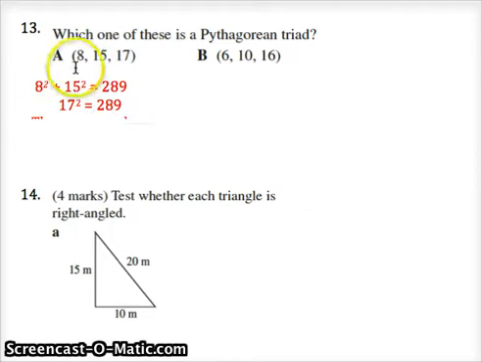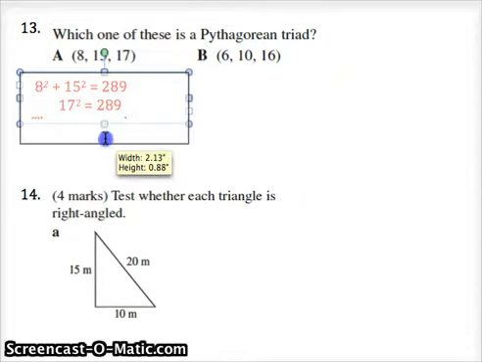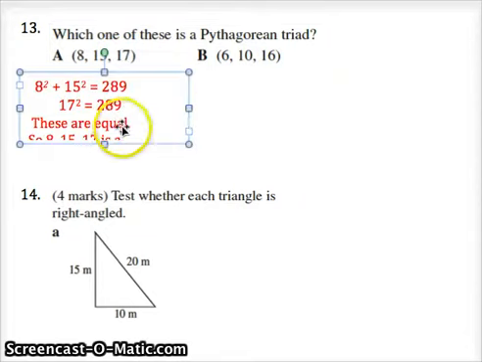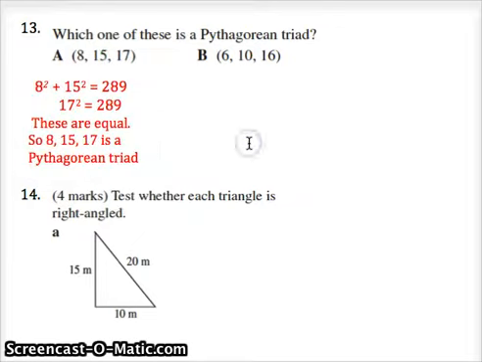So because the two shorter sides, when I square them and add them together, I get 289. When I square the longer one, I also get 289. That means that Pythagoras' theorem works, that the two shorter sides squared add up to the longer side squared. So because these two numbers, the 289s, are equal, we can say that the numbers 8, 15 and 17 are a Pythagorean triad.